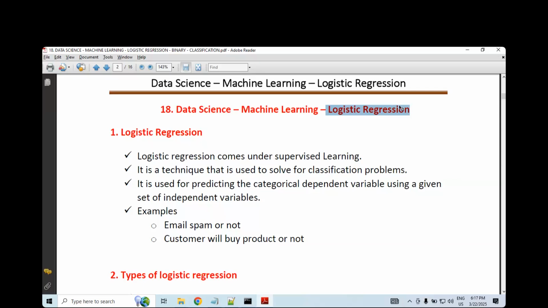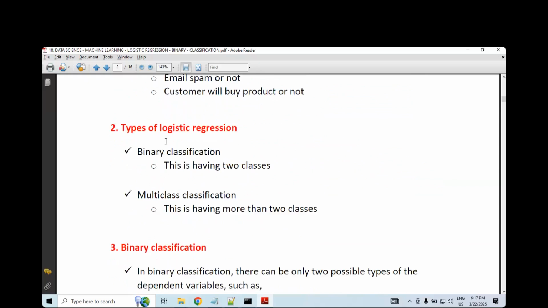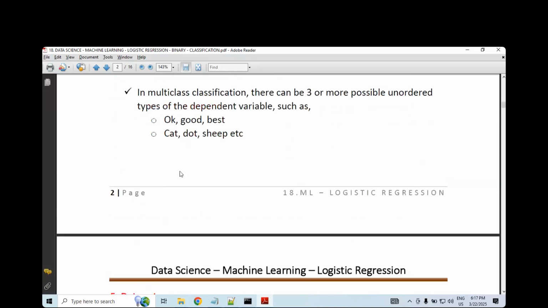Every day you are coming, yes or no, that's it. Binary classification. You are going to a shopping mall: either you will buy or not, a classification problem. You are going to a restaurant: either you will eat or not, a classification problem. Make a note on this, okay? Binary classification and multi-class classification.